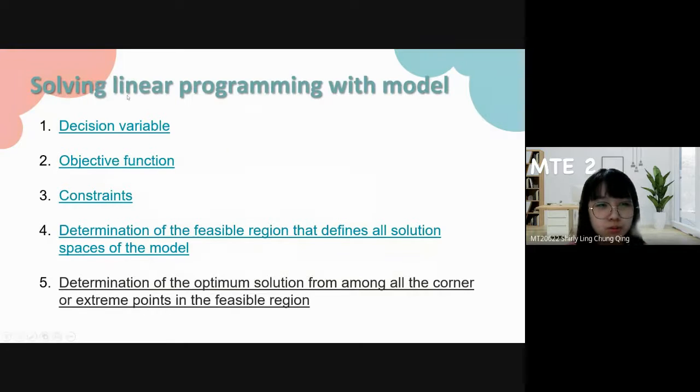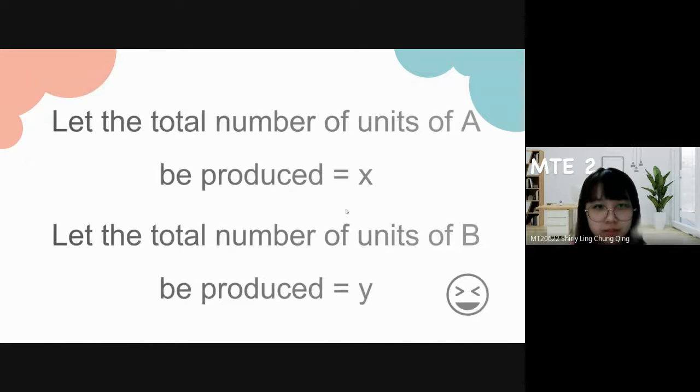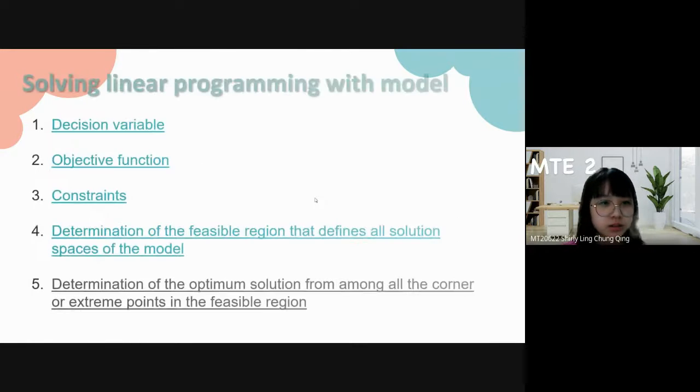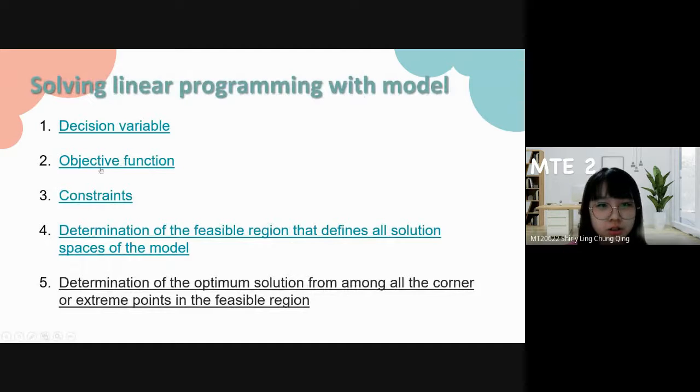Now, we need to solve this question by applying the linear programming model. First step, we need to find the decision variable for the question. For this question, we let the total number of units of yam cake A to be produced equal to X, and we let the total number of units of yam cake B to be produced equal to Y. Second, we need to identify the objective function for the question.